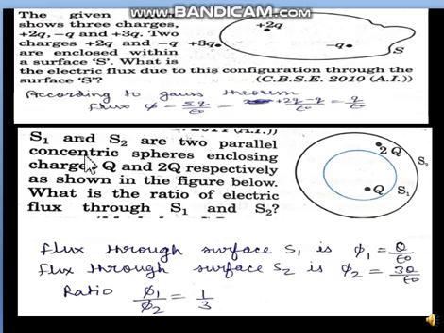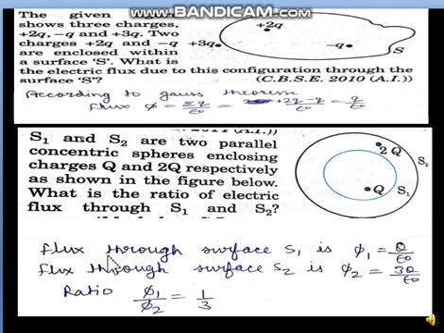Let us read the second question. S1 and S2 are two parallel concentric spheres enclosing q and 2q. So it is shown here. S1 surface, smaller circle, and S2 surface, bigger circle. One charge is here, one charge is here. What is the ratio of the electric flux through S1 and S2?